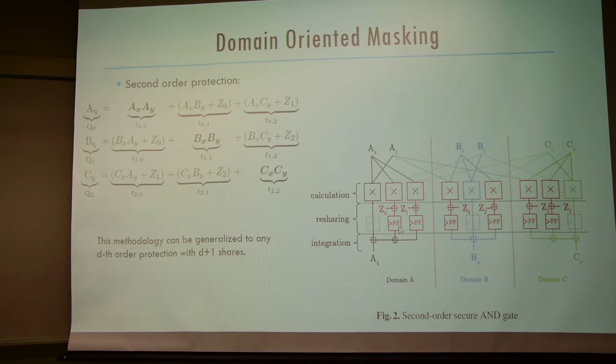Notice that here we have flip-flop. Do you know why? We want to prevent the glitches. Correct. So in the last lecture, we talked about how we need to insert one level of register between any nonlinear functions to stop the glitch. This is the same thing. So we need to insert the flip-flop, which is also a register, to stop the glitches. So this methodology can be generalized to any disorder protection with D+1 shares.